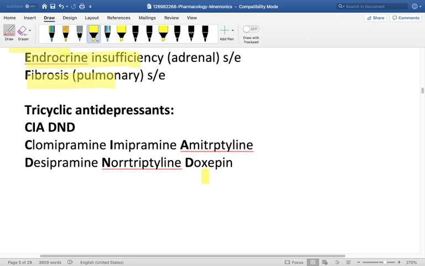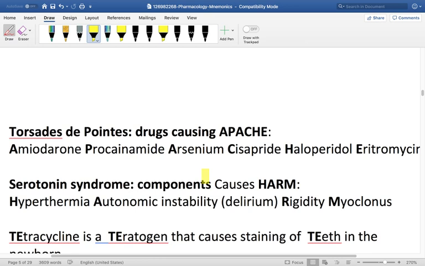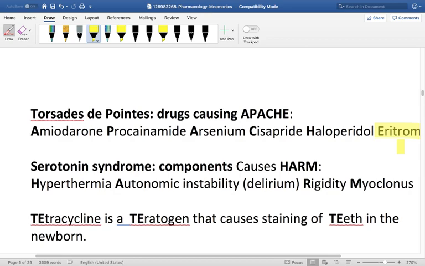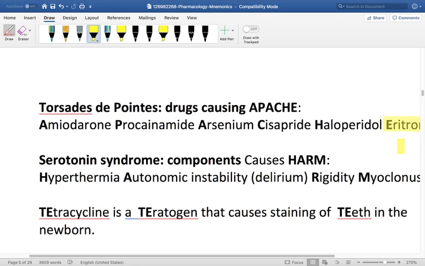Now, doctor, torsades de pointes, what drugs lead to torsades de pointes? Examiner will put a gun on your temple and ask you, tell me what are the torsades de pointes drugs? Yes, you should tell Apache. Apache Indians are there, no? Ondansetron, procainamide, arsenic, cisapride, haloperidol, erythromycin. Apache leads to torsades de pointes.